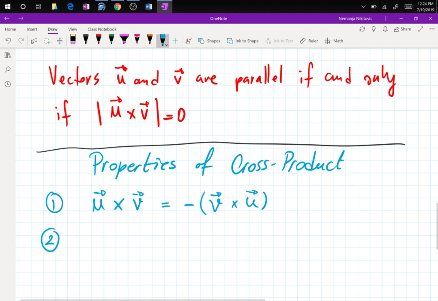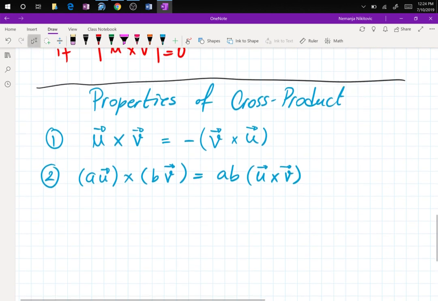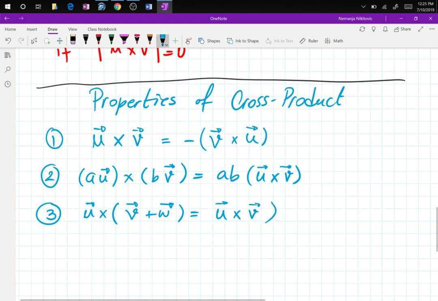Number 2: a u cross b v. a and b are obviously constants because u and v are vectors. It is ab times u cross v. Number 3, distributive property of vector: u cross (v plus w) is u cross v plus u cross w.